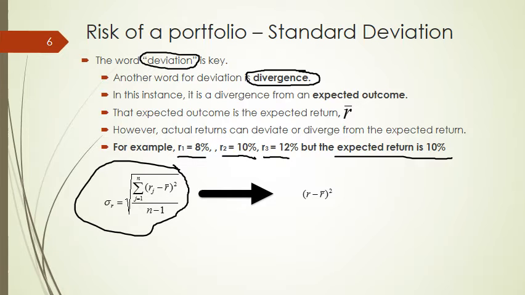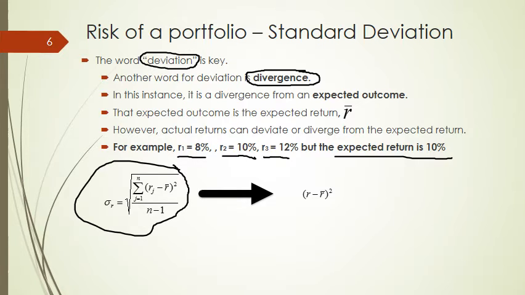However, on the third day, our actual return is 12%, while our expected return is 10%. So again, there is a deviation. On day three, we have a return of 12%, however we were expecting a return of 10%. So it's a deviation from the expected return.